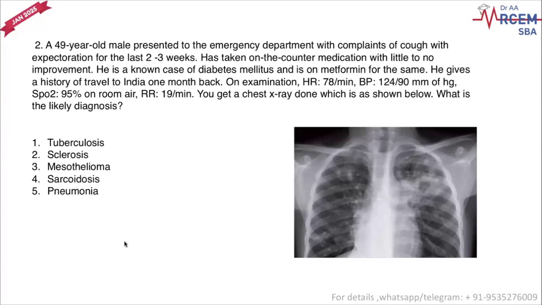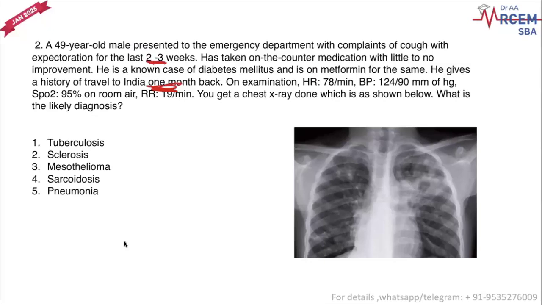A 49-year-old presented to the ED with complaints of cough with expectoration for the last 2 to 3 weeks, has taken over-the-counter medications with little to no improvement. He is a known case of diabetes and is on metformin for the same. He gives a history of travel to India 1 month back. On examination, the patient seems quite stable. An X-ray is given to you.